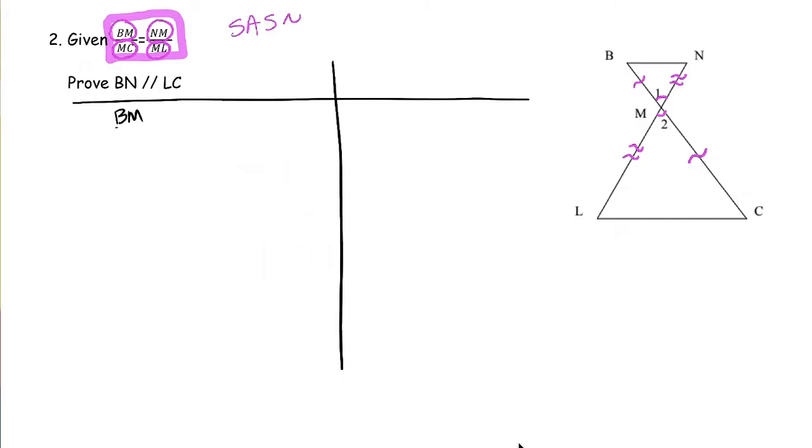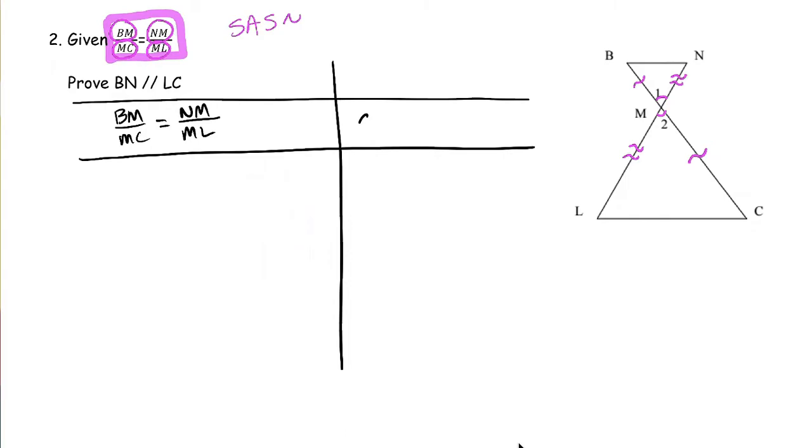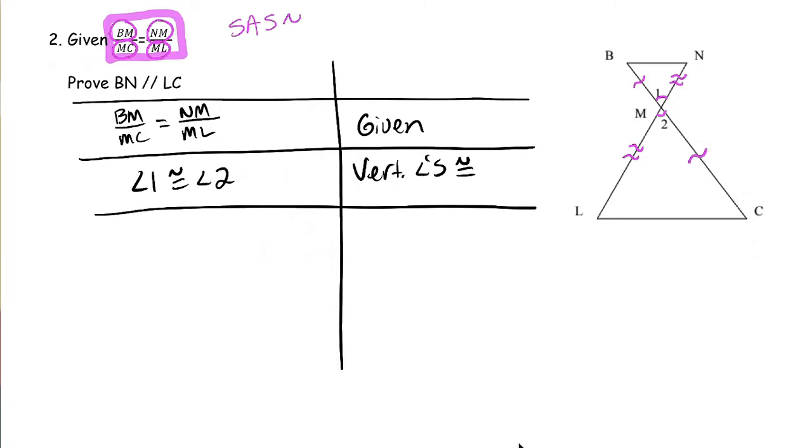So we got BM and MC equals NM and ML. So that was given. And then we were able to determine that 1 and 2 were congruent because vertical angles are congruent. This is all the information I need in order to use side angle side similarity to state that the triangles are similar. And so I'm going to write my similarity statement.